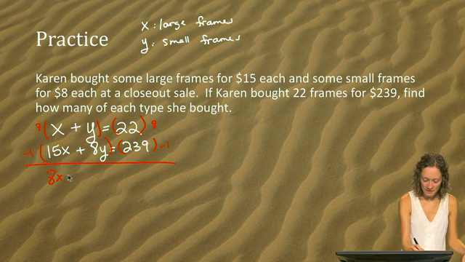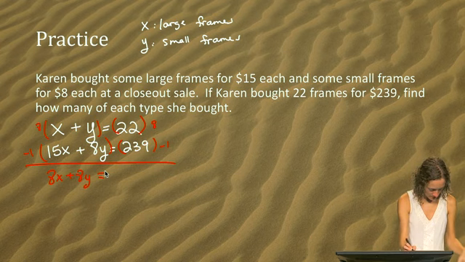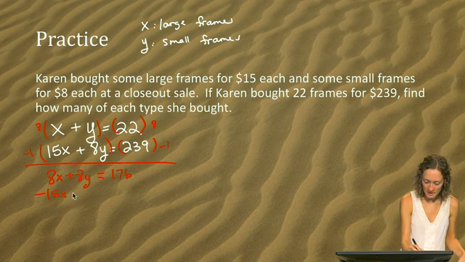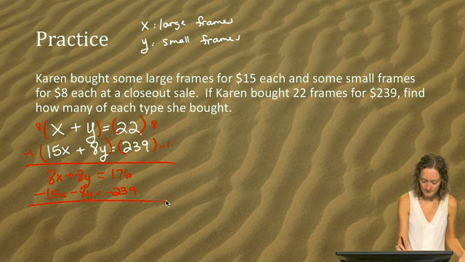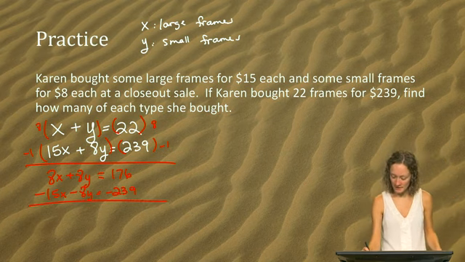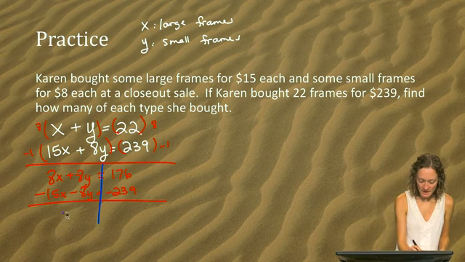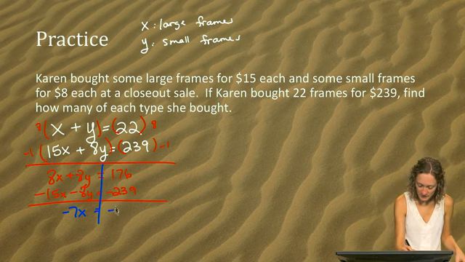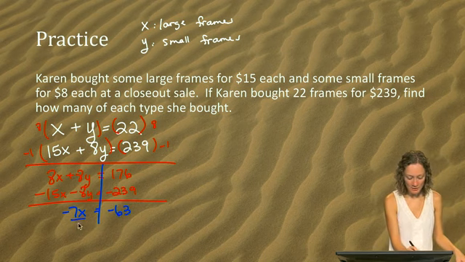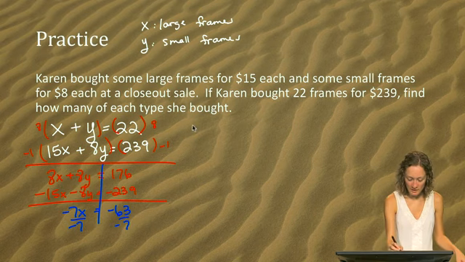which gives 8x plus 8y equals 176. Second equation, -15x minus 8y equals -239. Vertically combine the two together. 8x minus 15x is -7x. The y's are gone, and we get -63. Continue solving. Divide by -7. We get x equals 9.